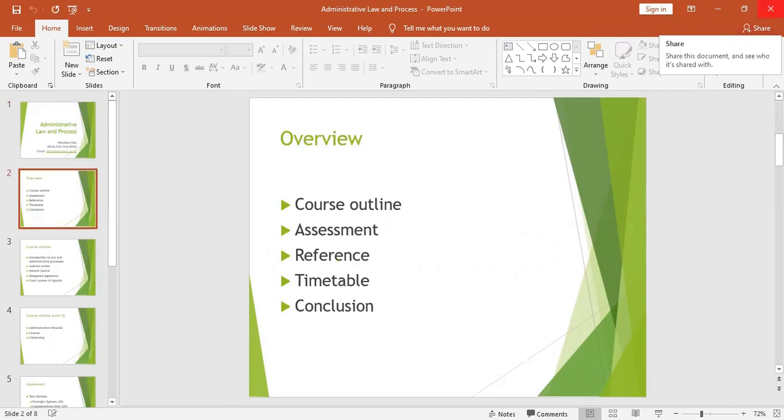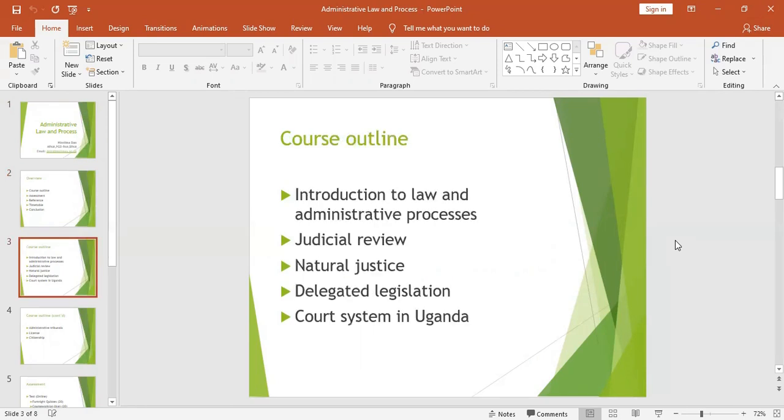Let us go to the course outline containing all the topics that will be covered throughout the entire semester. We shall look at the first topic called Introduction to Law and Administrative Processes. And here we shall define law and also go ahead and define administrative processes, since the course is Administrative Law and Processes.